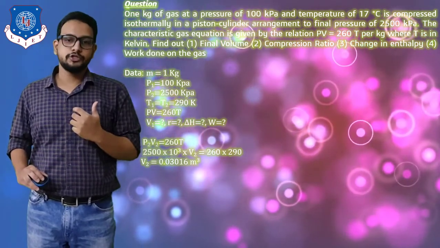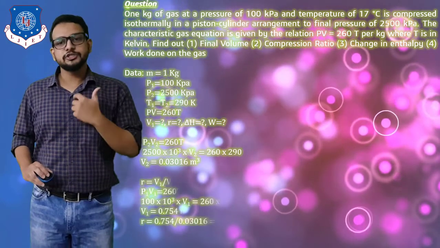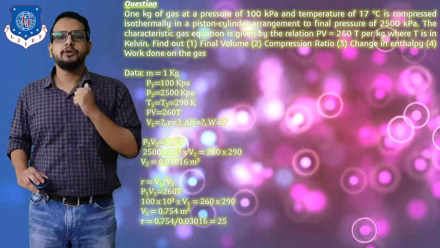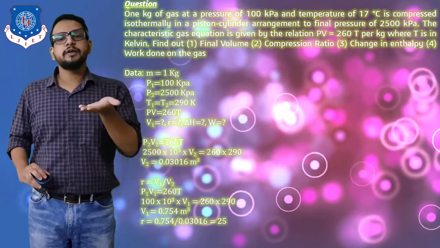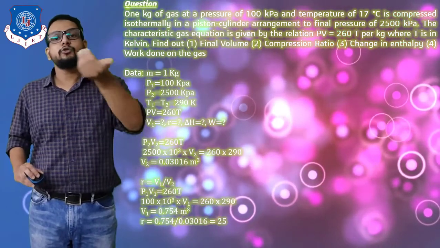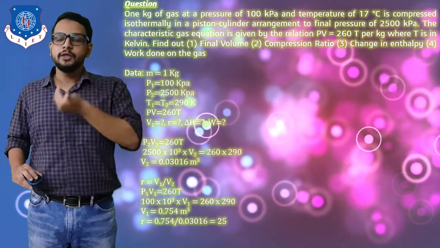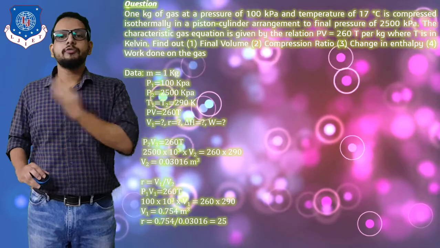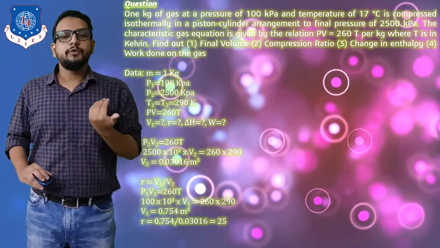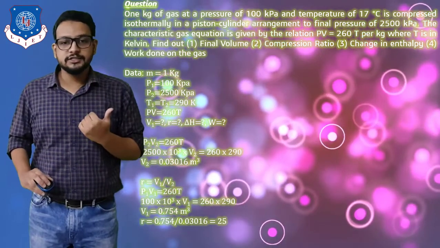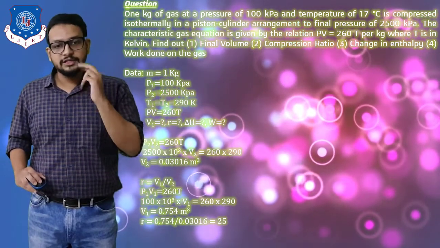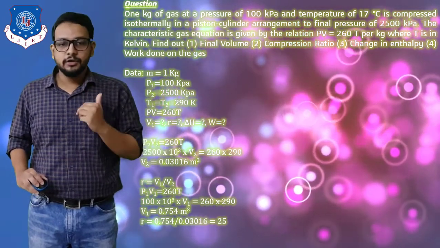Next, compression ratio. The compression ratio will always be equal to initial volume by final volume, that is V1 by V2. For example, the expansion ratio we consider is V2 by V1, that is final volume upon initial volume. Similarly, the compression ratio will be initial volume upon final volume, that is V1 by V2. For this equation it is required to determine the initial volume V1. So our first task will be to find V1.